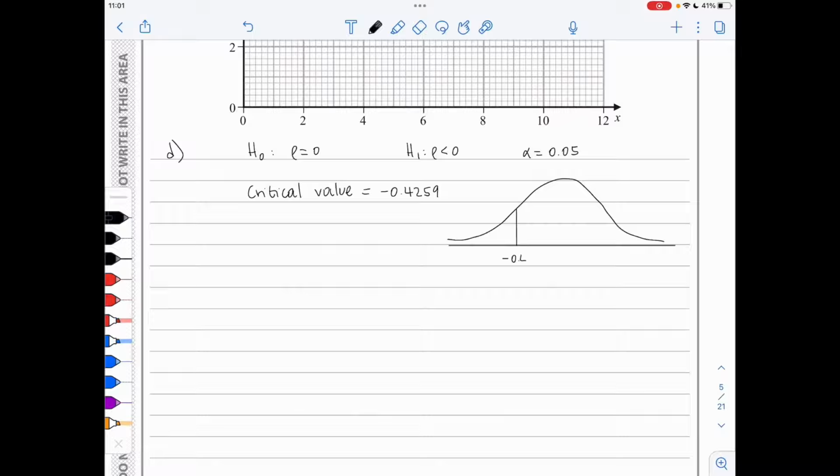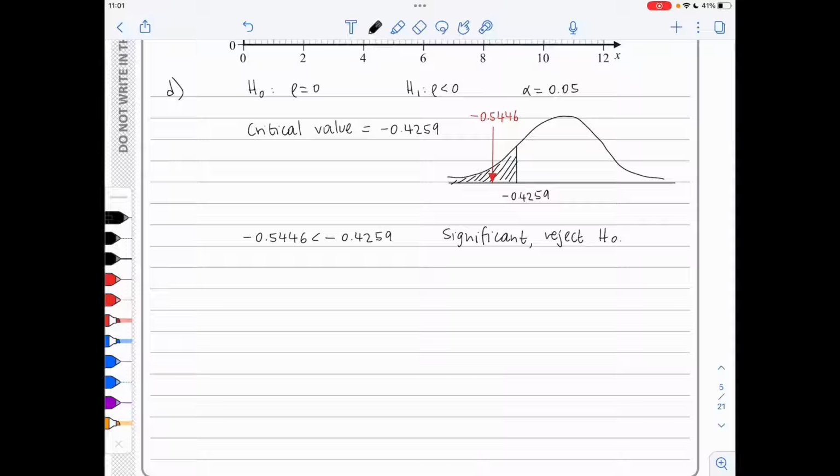This is minus 0.4259. This here is the critical region. We have found a value of negative 0.5446, which is obviously within the critical region. So we say that the negative 0.5446 is less than negative 0.4259. So this is significant. We reject H0. And the only thing missing is a qualitative conclusion.